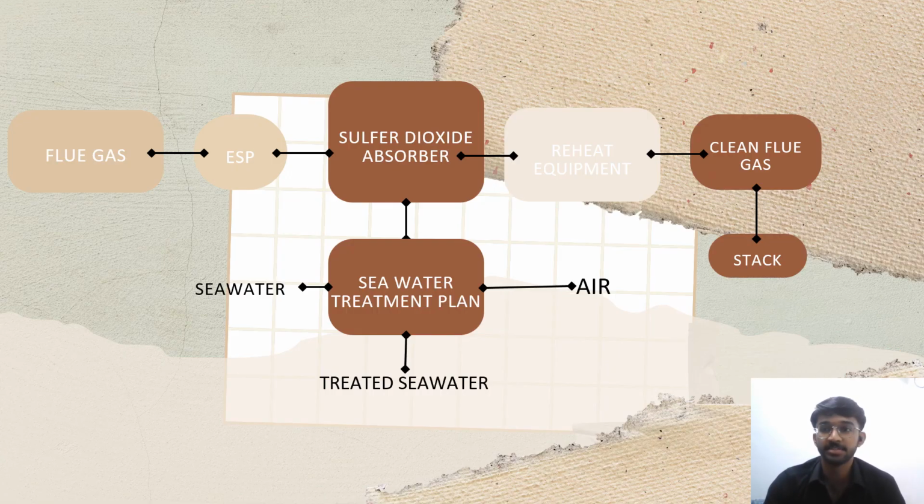Okay, so this is the flue gas flow chart. So firstly, flue gas goes into the electrostatic precipitator. After that, it then goes to the sulfur dioxide absorber, which is then treated by the seawater treatment plant, which produces seawater, air and also treated seawater. From the sulfur dioxide absorber, it then goes into the reheat equipment, which will then produce clean flue gas, which then ends up at the stack.